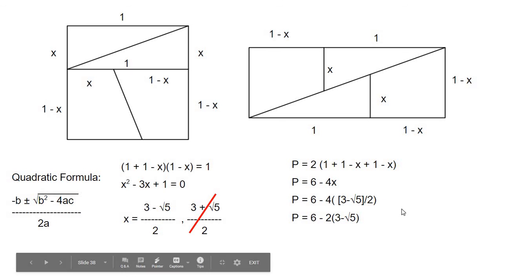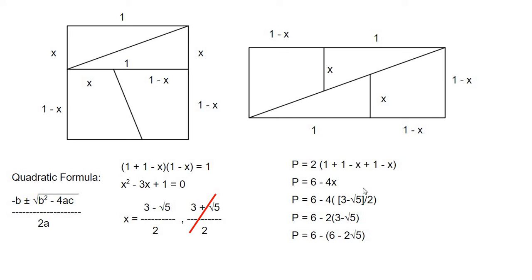We simplify that and get P equals 6 minus, in parentheses, 6 minus 2 root 5. Then we can cross out the 6, and we can make the negative 2 root 5 a positive because there's a negative on the outside of the bracket. So we get P, which is the perimeter, equals 2 root 5, and that's the answer.